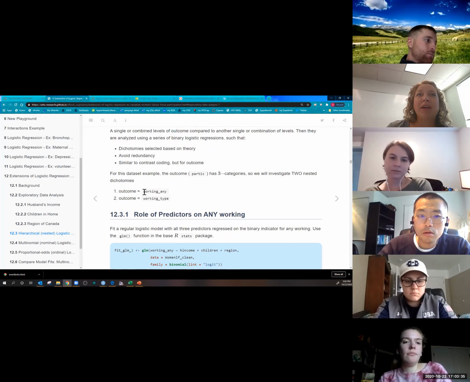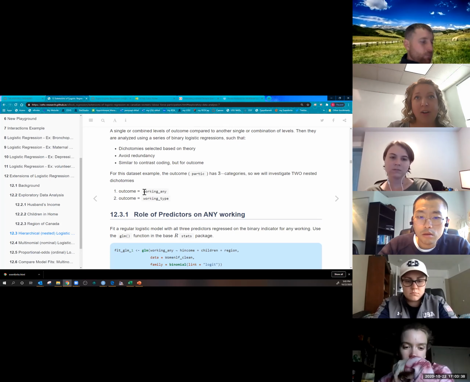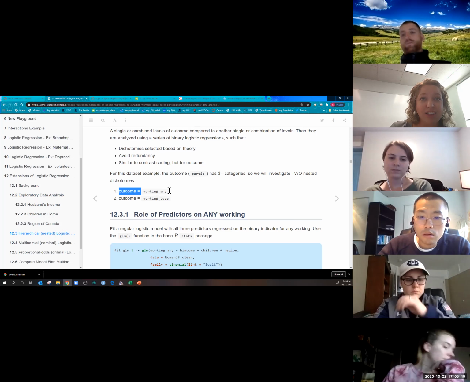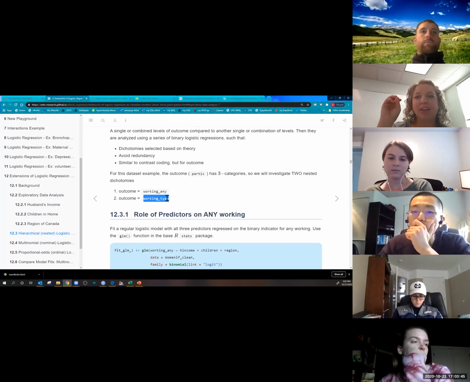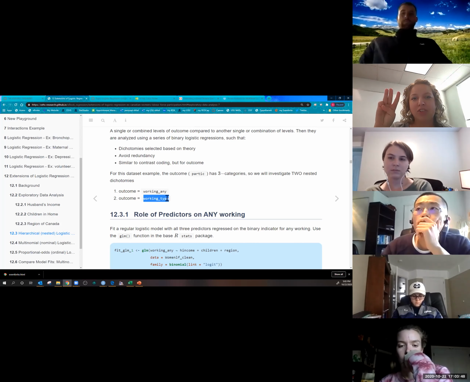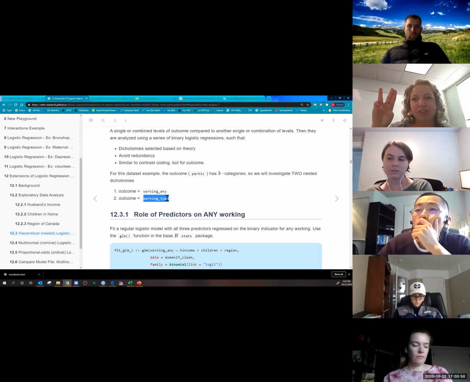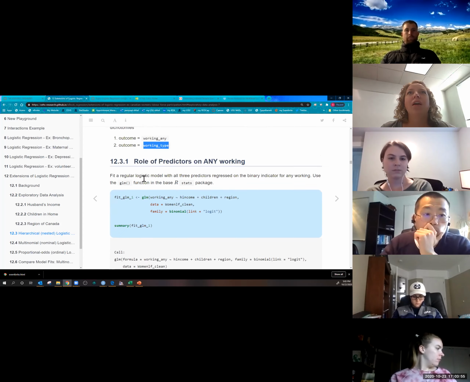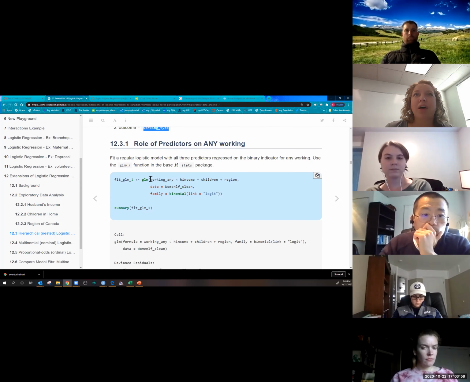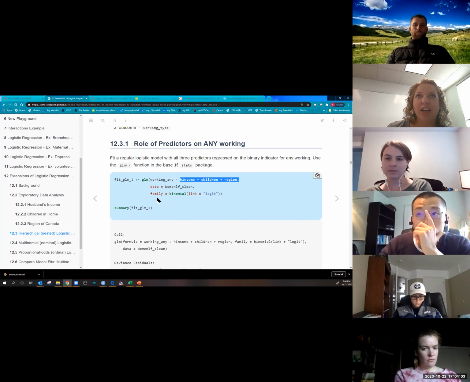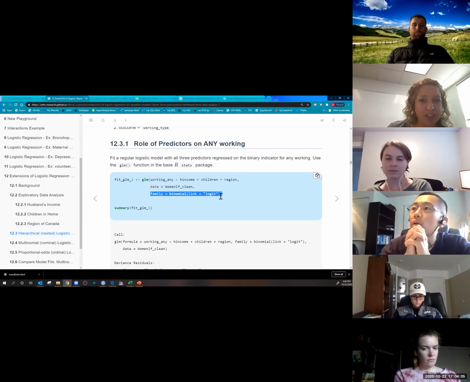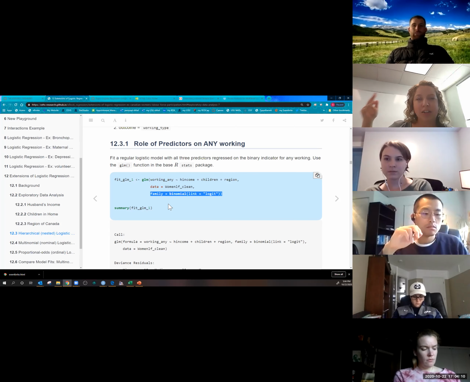So I've gone through and made 2 different versions of the working variable. I said, are they working at all? Yes or no? And if they are working, is it part-time or full-time? So instead of 1 3-level variable, I made 2 2-level variables by collapsing the categories 2 different ways. So I can do those models. Here, are they working at all? And then put in the 3 predictors. And again, this is just logistic regression. So I use the GLM and tell it the family binomial with the link logit.